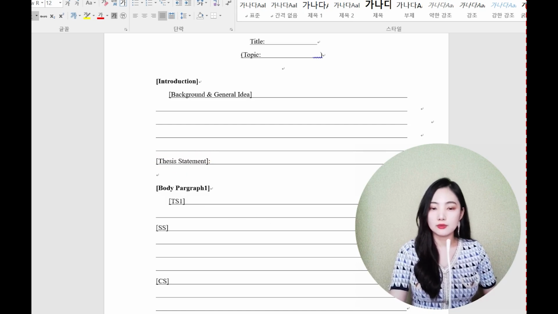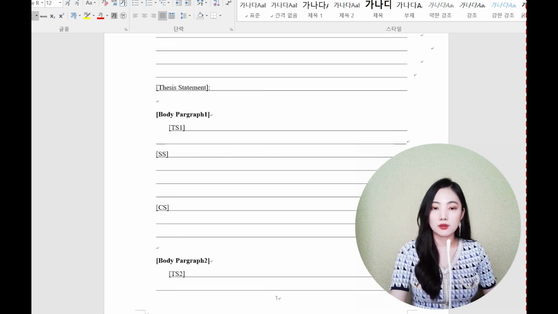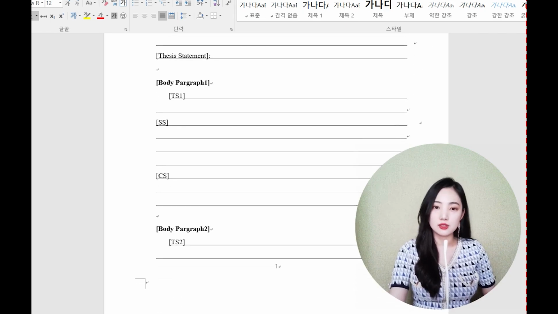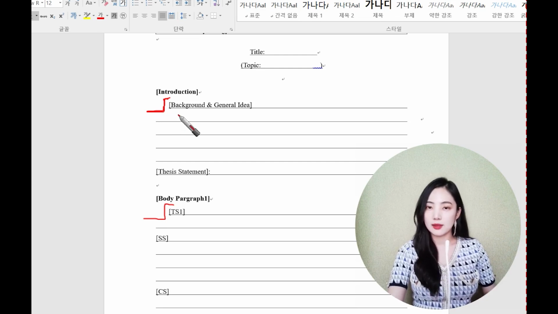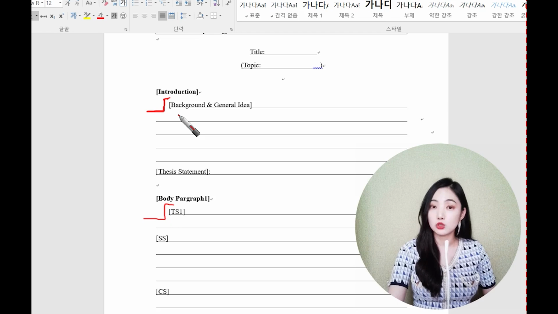Next one is the body paragraph. Your body paragraph includes one topic sentence, supporting sentences, and a concluding sentence. Have you ever noticed some space? When you start each body paragraph, or the introduction, or any paragraph, there is a space. Here you press the tab button and it will make a space before you start the paragraph. So tab is like a signature. Tab means that I'm introducing a new paragraph. So don't forget tab.